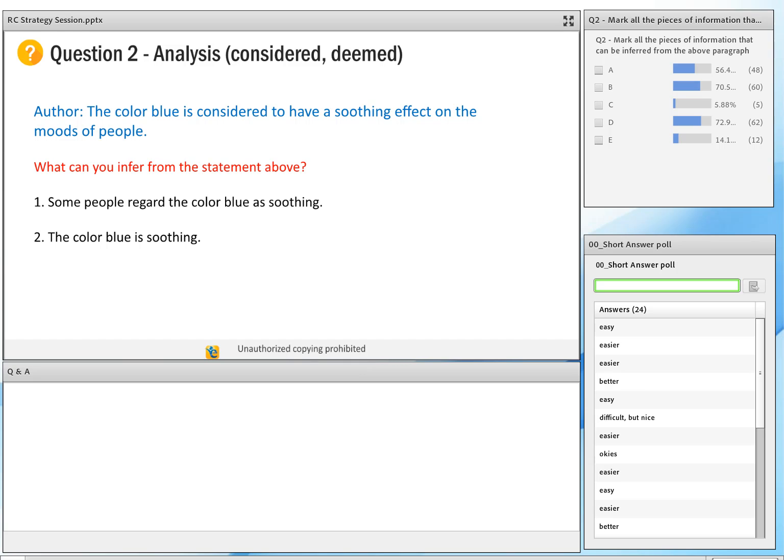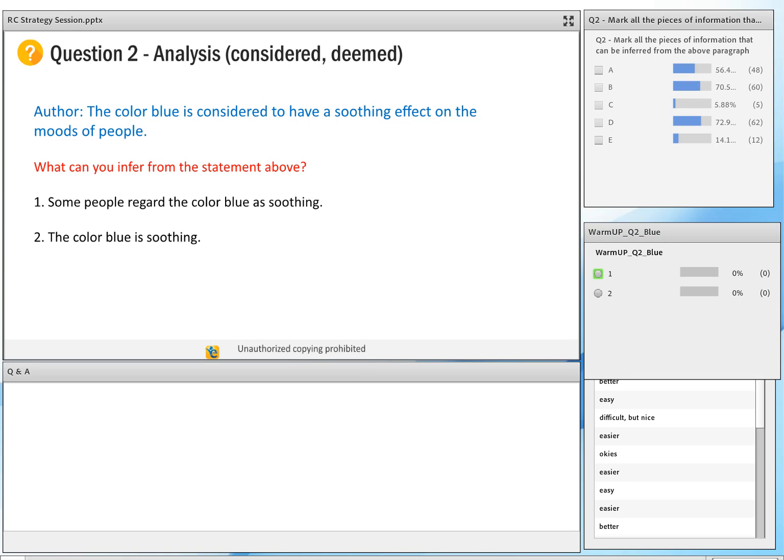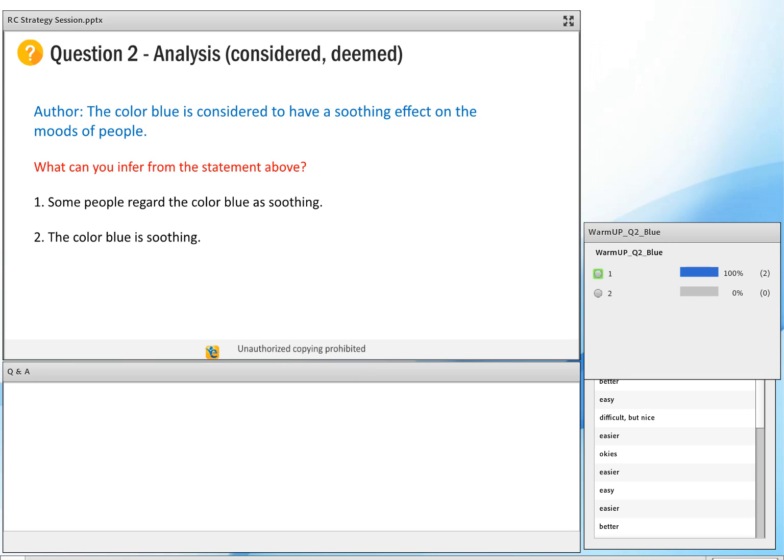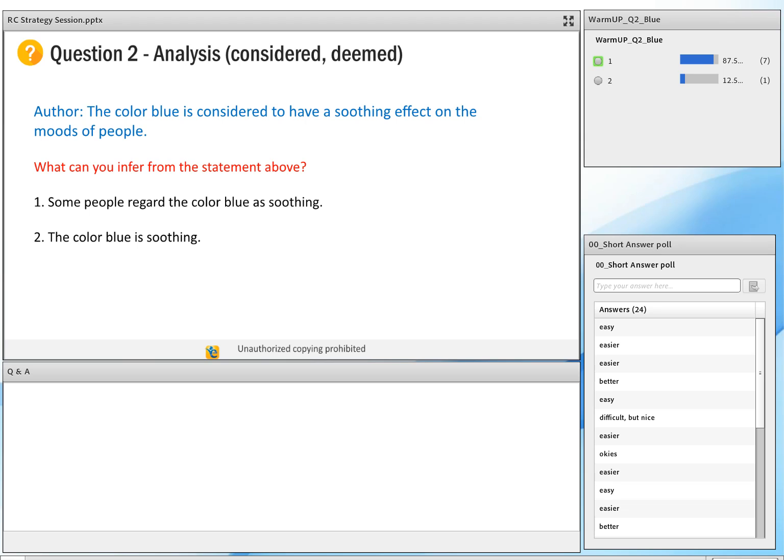Okay, let's read this little sentence here. The color blue is considered to have a soothing effect on the moods of people. Now, based on this sentence, what statement can you infer? Can you say that some people regard the color blue as soothing, or can you say for a fact that the color blue is soothing? And tell me, why are a number of you not selecting choice 2? Why are you not saying that as a matter of fact the color blue is soothing?